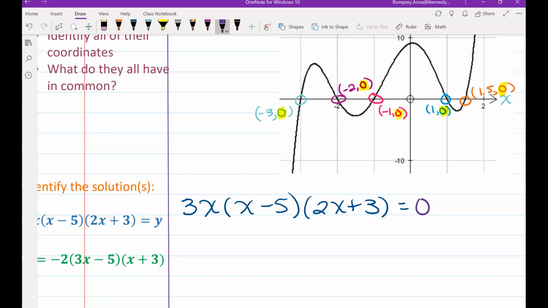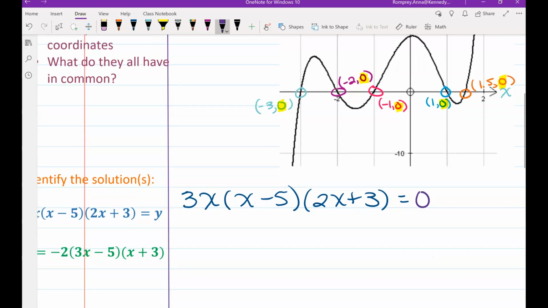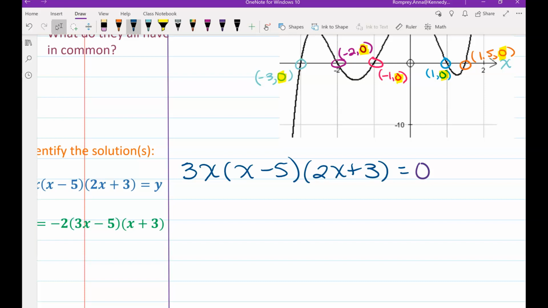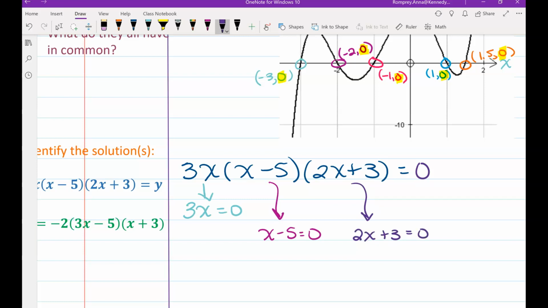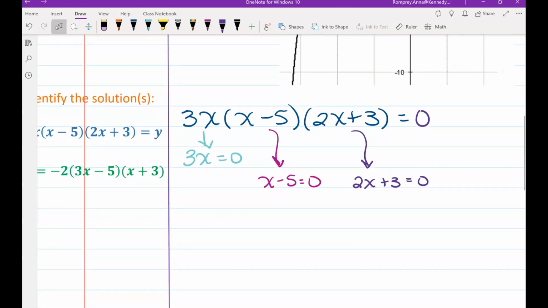Right now, this is in factored form: 3x, x minus 5, 2x plus 3. Now, what we've been trained to do is go ahead and start multiplying, start distributing the 3x, and then whatever you get, distribute all that. Well, that's not what we're trying to do here. We're just trying to find the zeros. So I want to know what makes each piece equal to 0. These are simple little 1 and 2 step equations, so each piece equal to 0.